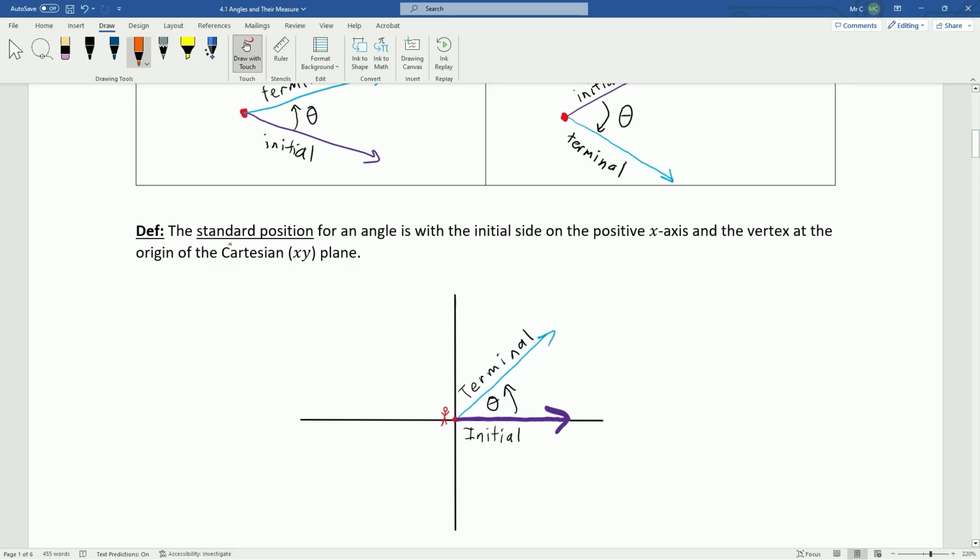So the standard position for an angle is with the initial side on the positive x-axis and the vertex at the origin of the Cartesian plane. So if you imagine you're standing at the center point of your x and y axis, and you take your arm and you rotate it upwards, that's the terminal side of your angle. The initial side is just pointing straight ahead.